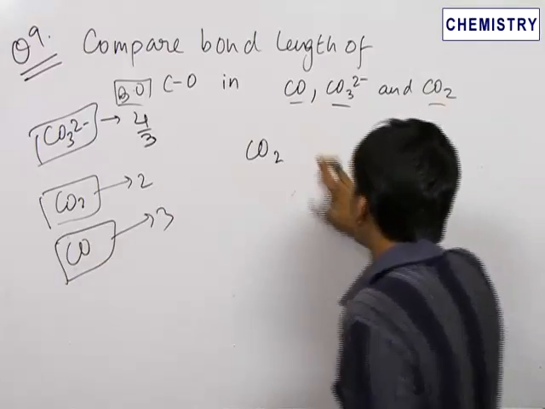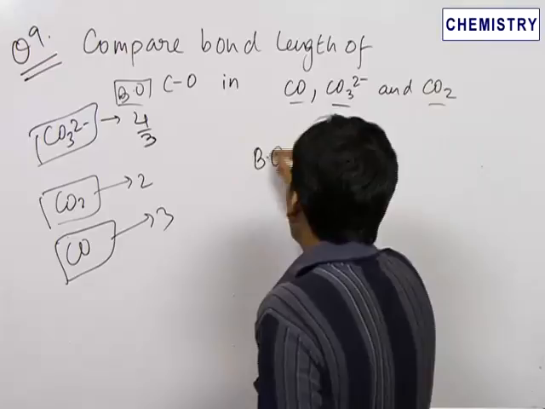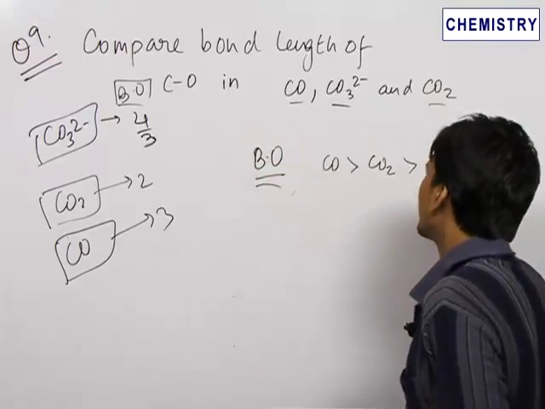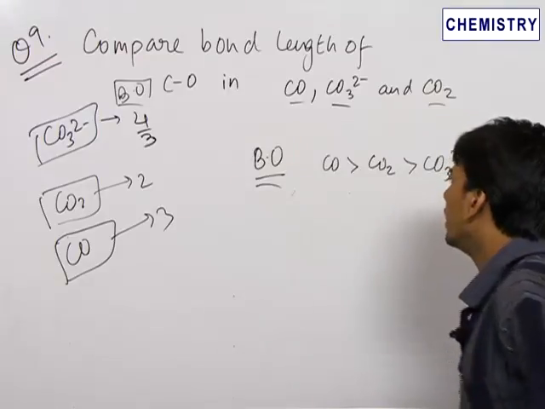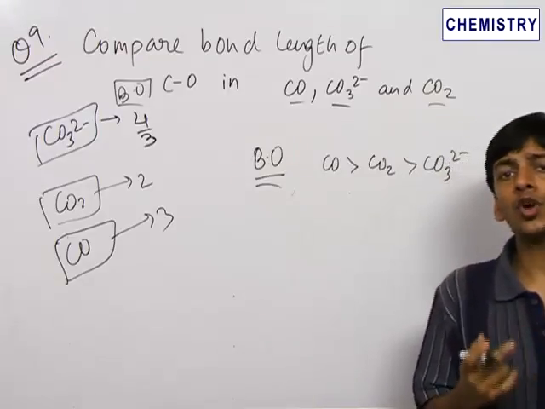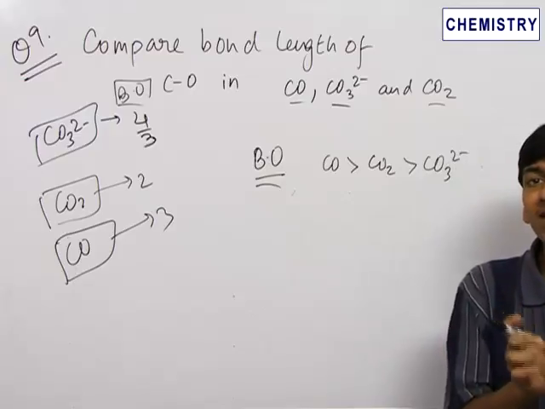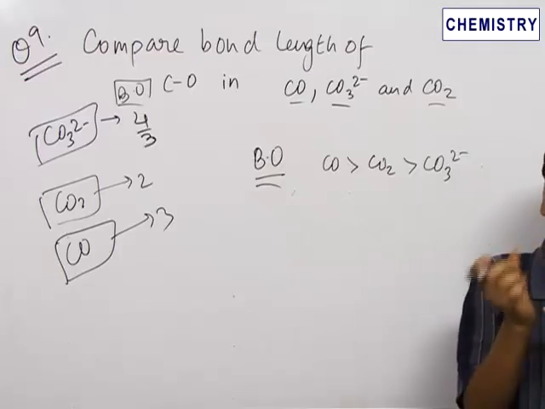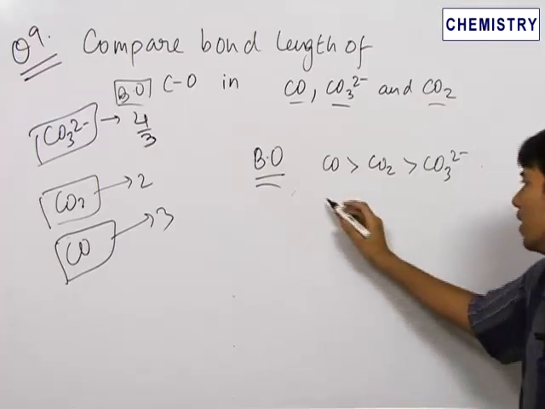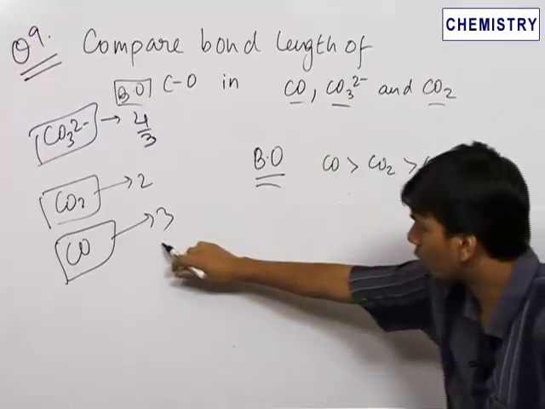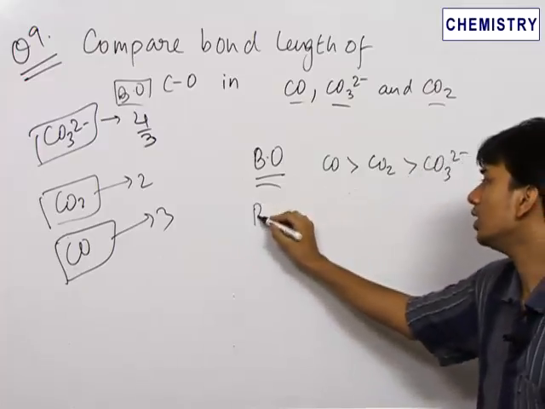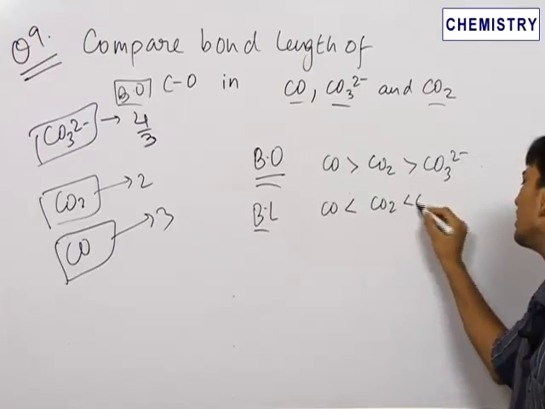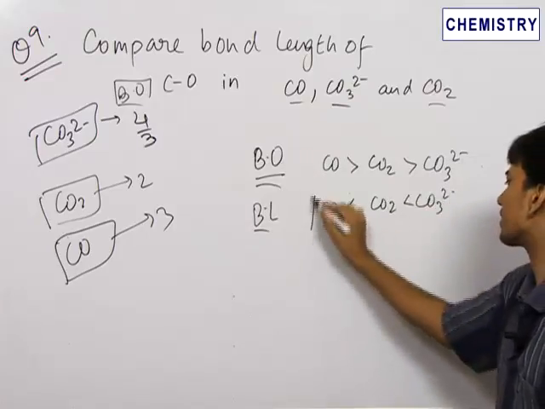Therefore we can arrange the bond order: CO greater than CO2 greater than CO3 2-. Now we know that the greater the bond order, the lesser is the bond length. That is, if the bond order is 3, a triple bond is shorter than a double bond, and a double bond is shorter than a single bond. Therefore, the bond order of carbon monoxide being the greatest, the bond length order will be completely reverse of this, that is CO less than CO2 less than CO3 2-.